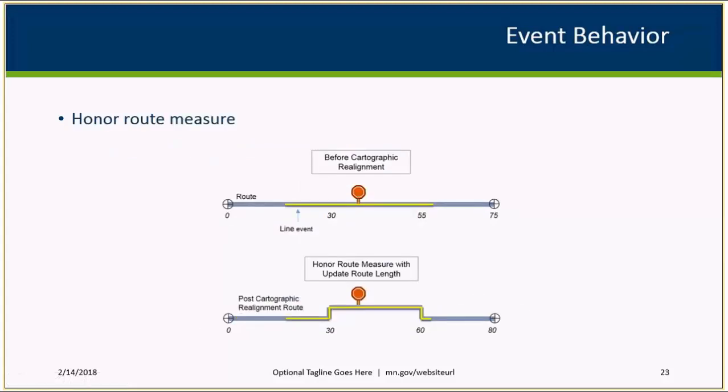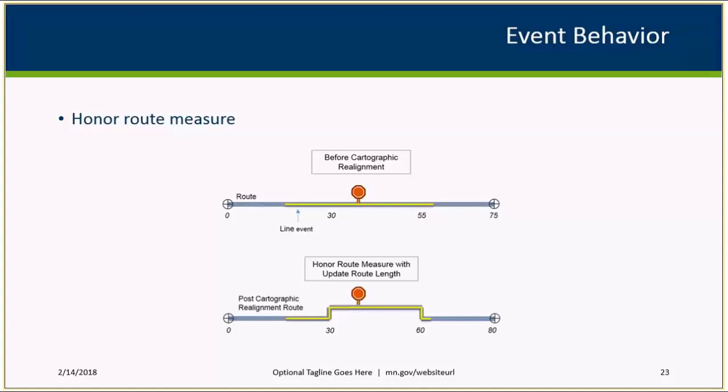The last event behavior is to honor the route measure. This event behavior only pertains to cartographic realignment edits, where the existing center line is modified. Notice how the event holds onto its geographic start and end location after the edit is made.